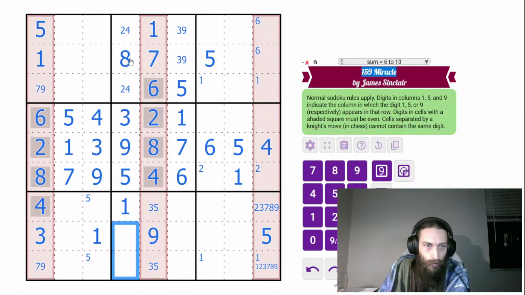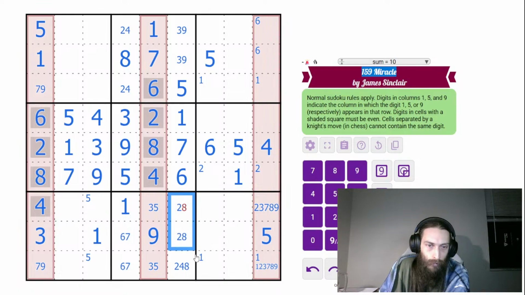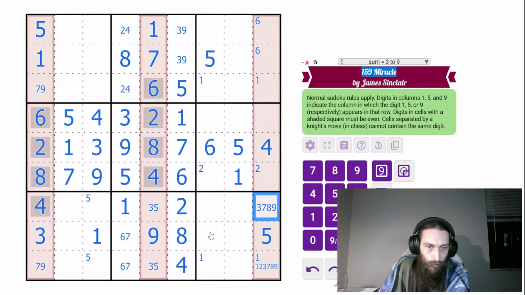Well, I can finish this column. 7 and 6, I hope. Seems right. 4 and 8. Well, neither of those is 4. And that's 2, that's 2 and 8. First try.